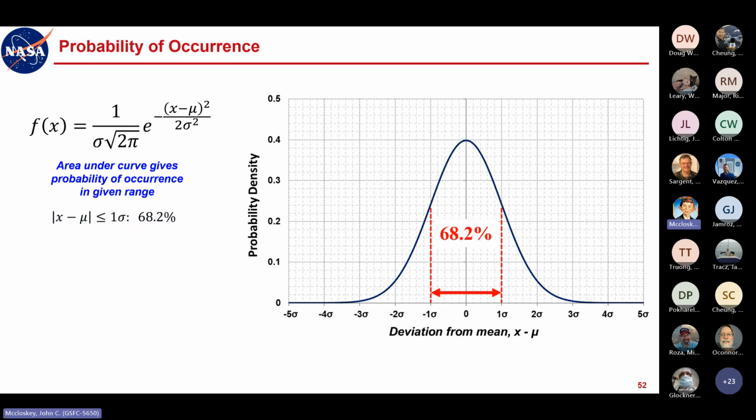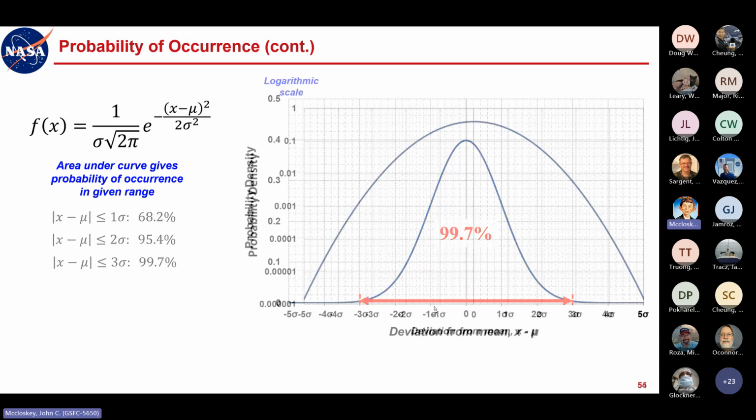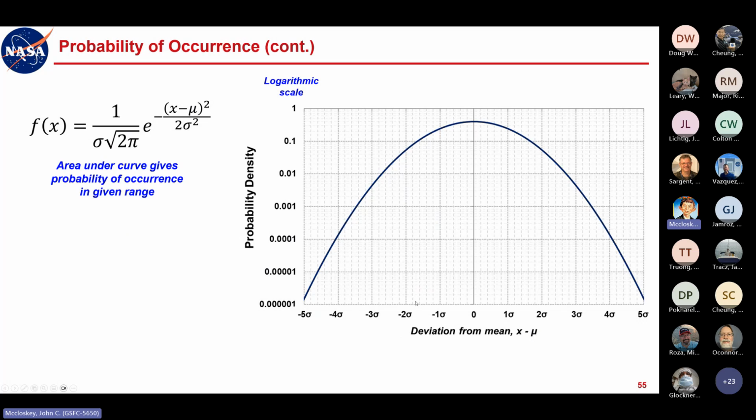68% of the time, you will be within one standard deviation unit of the mean, and 95.4% of the time, you will be within two standard deviation units of the mean. 99.7% of the time, you'll be within three sigma. And now we'll go to a logarithmic scale. It's the same graph, just on a logarithmic scale now.